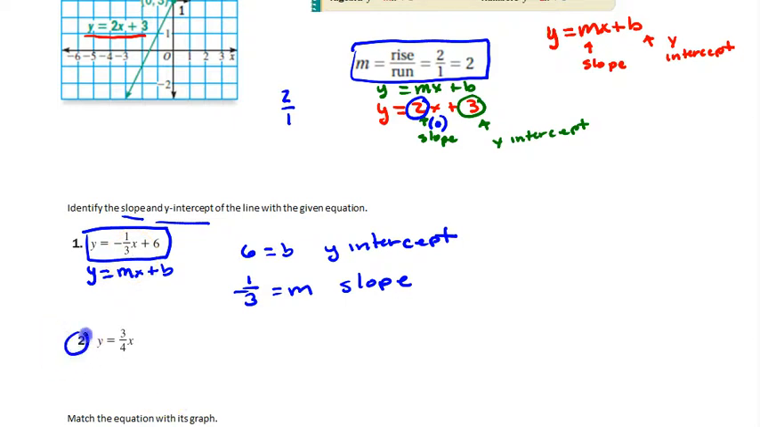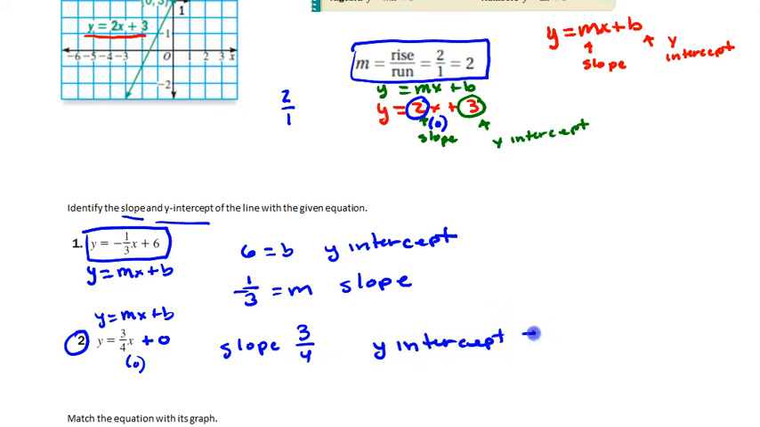Now this one's a little unusual. You'll notice there's no plus anything here. Now I could assume it's going to be plus 0. Or I could also think of it this way: if I substitute 0 for x and multiply it by 3/4, then y is going to be 0. So I know that my slope is 3/4 because it's y equals mx plus b, and my y-intercept equals 0.